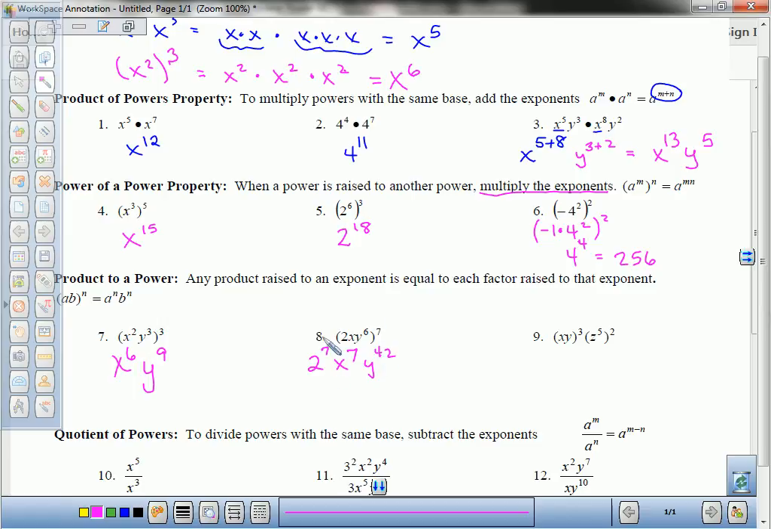Now, 2 to the 7th is something we can actually do. 2 to the 1st is 2, 4, 8, 16, 32, 64, 128. I was just doubling. So 2 to the 7th could be simplified to 128. It's not a giant number.